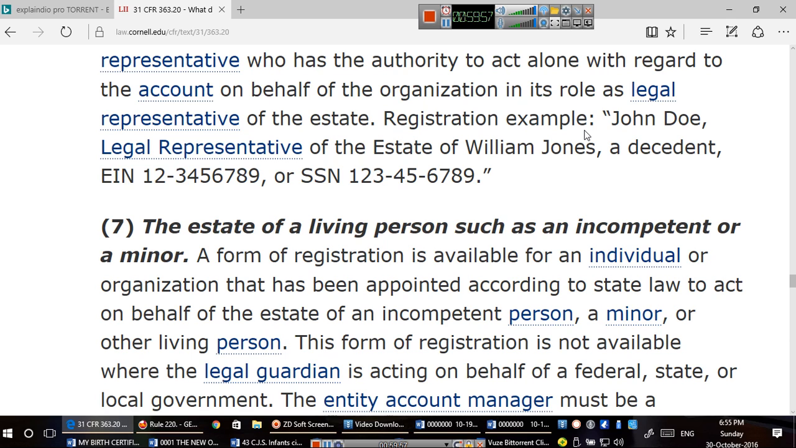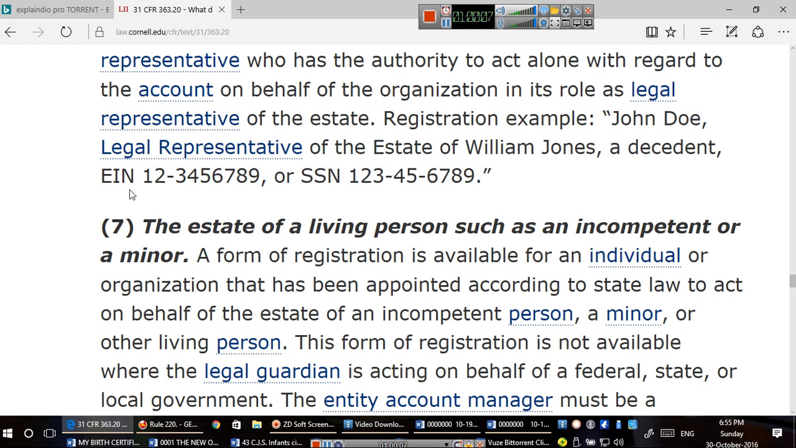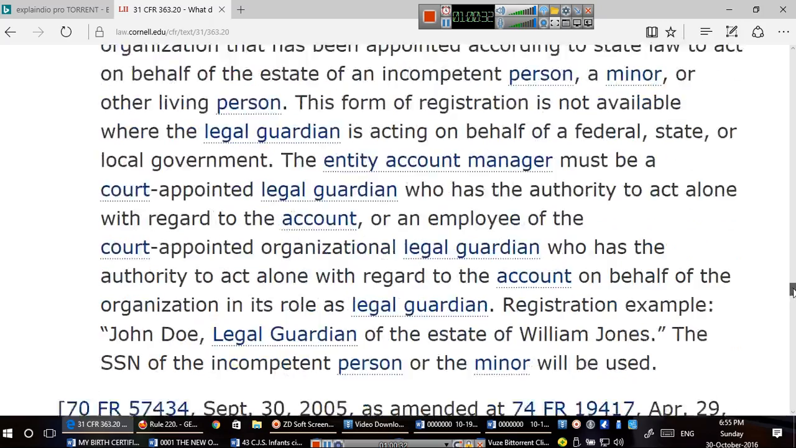I didn't say this, so y'all didn't hear me say this. We're talking about John Doe or William Jones. And you notice a decedent. He has an EIN number or a social security number: 1, 2, 3, 4, 5, 6, 7, 8, 9. The only thing is the dashes. So you're going into court, into bankruptcy court, and you're going in under the social security number. Stop it. Go in under the EIN number and see what happens. See if things don't change.